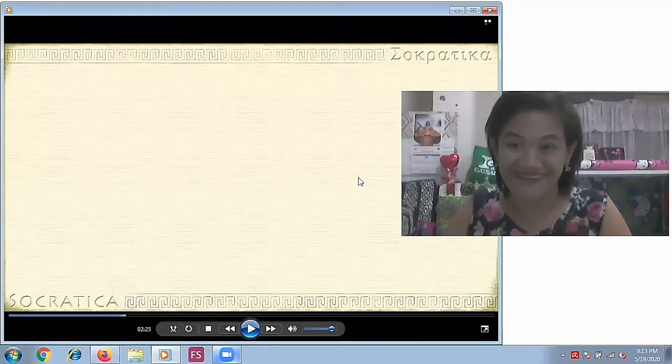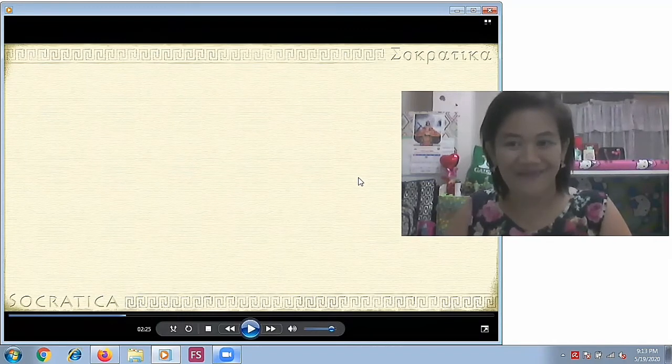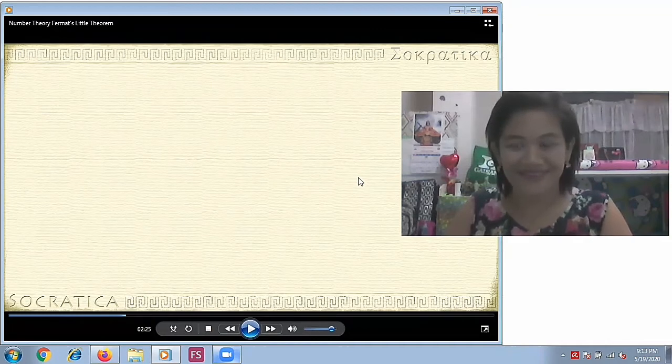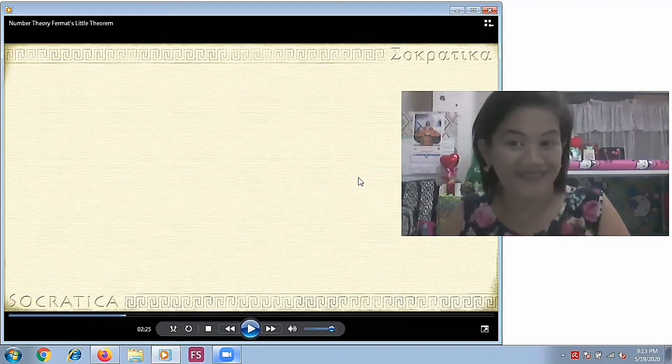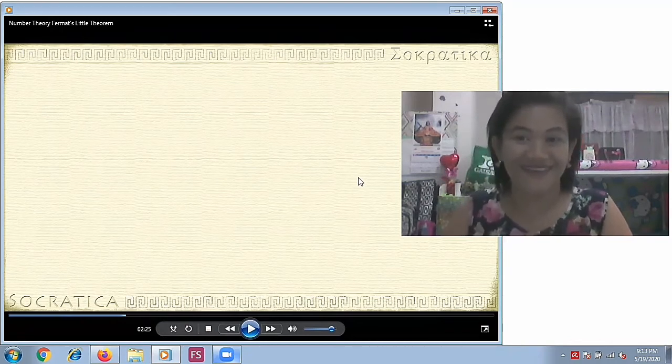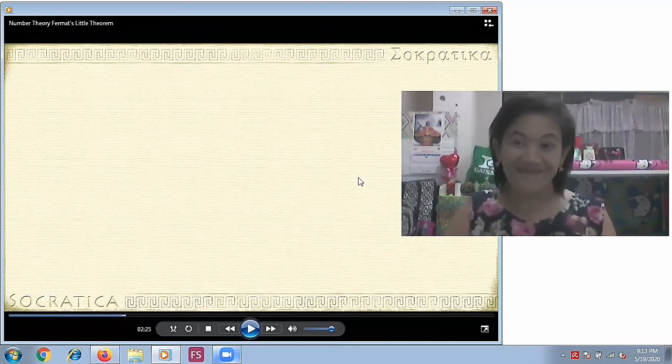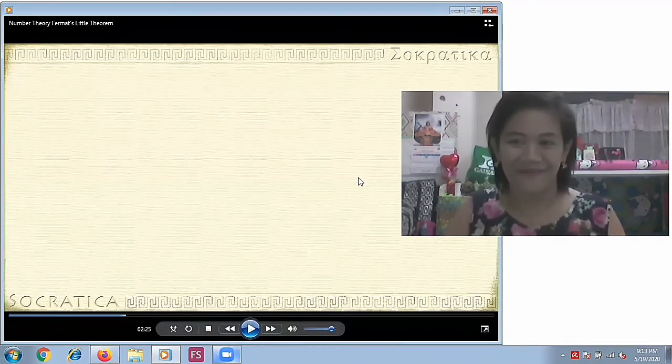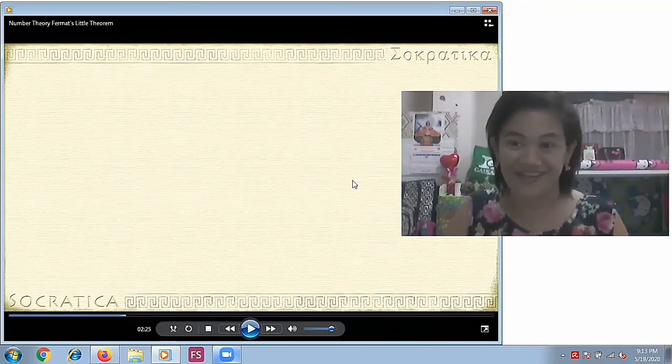Let's proceed. It seems like Fermat's theorem is a very specific theorem because it does have a lot of use. It can also be used if the exponent is a very large number, if the exponent is something else. Okay, so let's have an example. We'll be using a very large number.